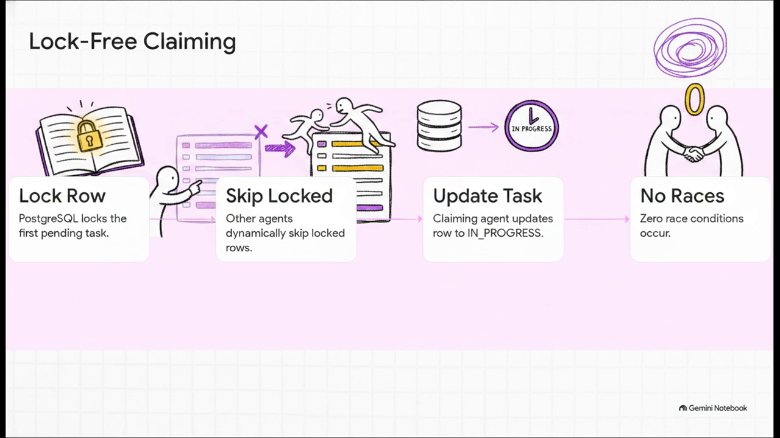An agent looks at the database blackboard, and Postgres places a row-level lock on the first pending task. If a second agent shows up just a millisecond later, it dynamically skips that locked row and just grabs the next available one. The first agent updates its row to in progress, and boom, zero race conditions. It is a perfectly coordinated local swarm using nothing but a built-in database mechanism.